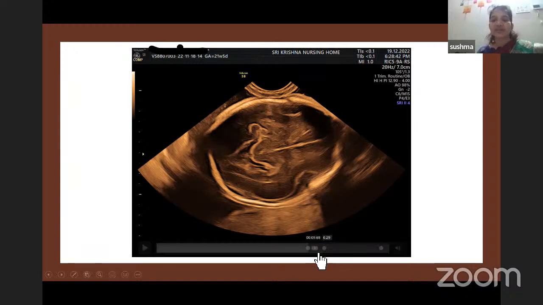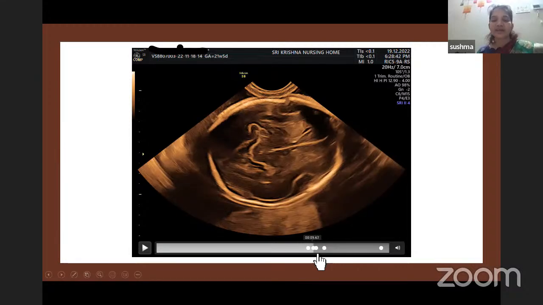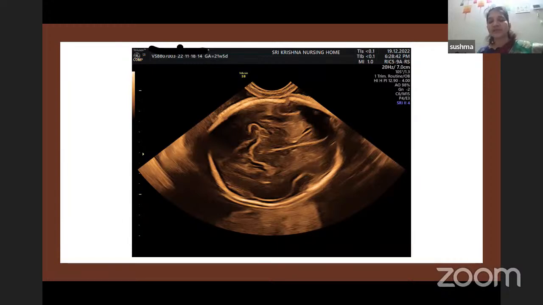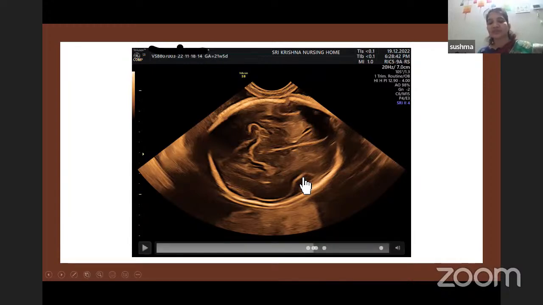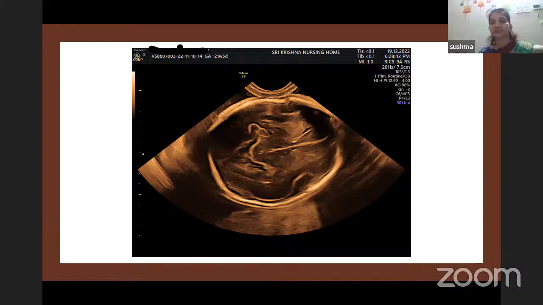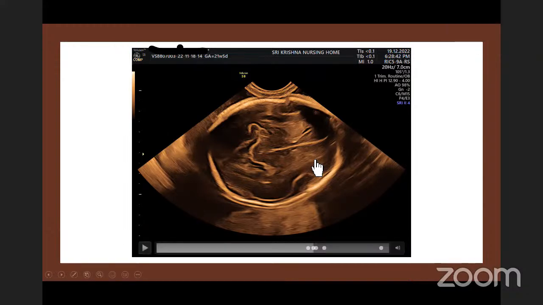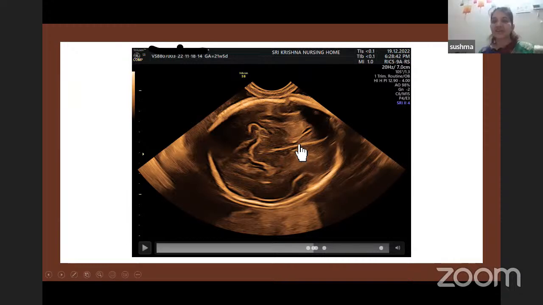The next bookmark. Do you think this is the perfect plane? Yes or no? Please, quick answer. Do you think this is a perfect plane? Transthalamic, not perfect. Not perfect still. But still it is not perfect.